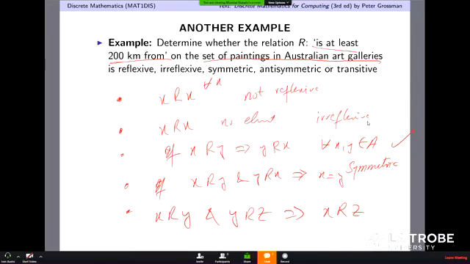Surely not. Not necessarily. If x and z are at the same location and y is some other location, x is away from y by 200 kilometers at least, y is away from z by 200 kilometers, but it is possible x and z are at the same place. Yeah? So that's not transitive.